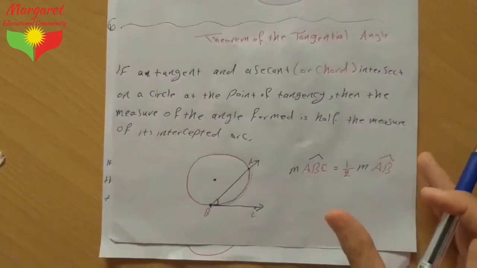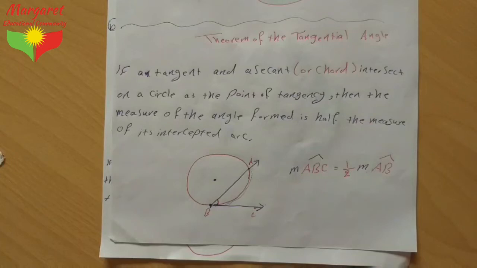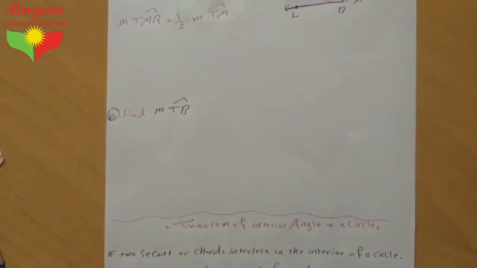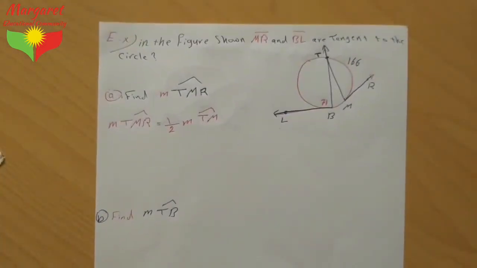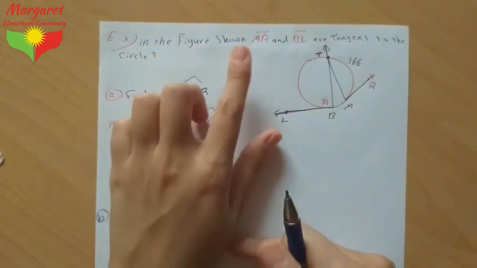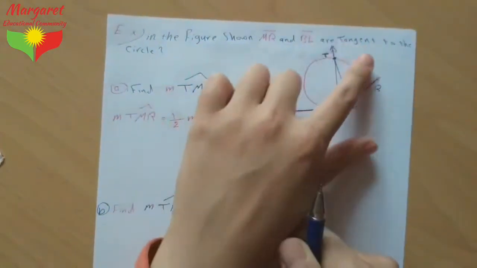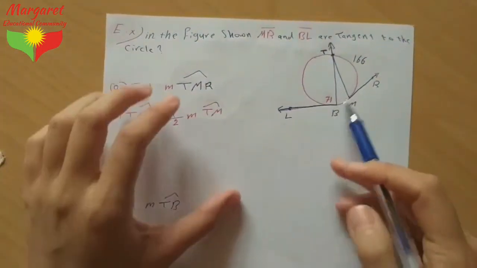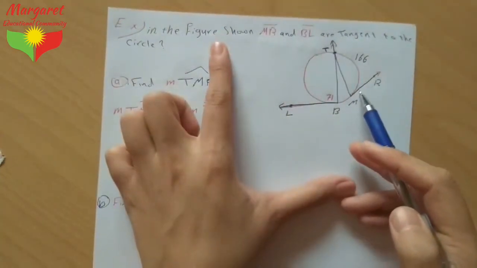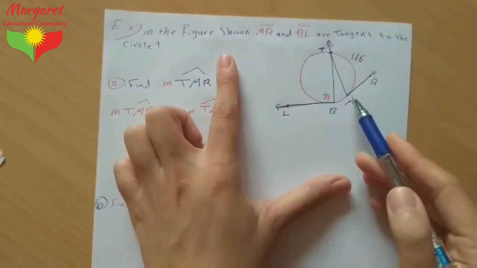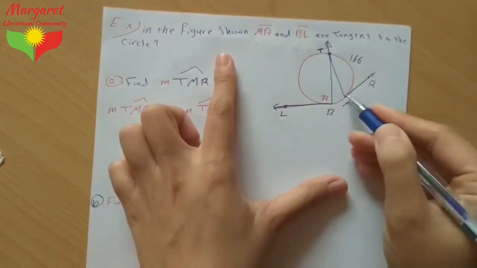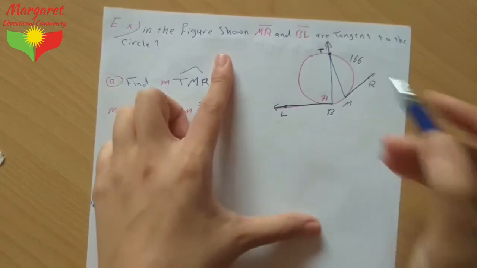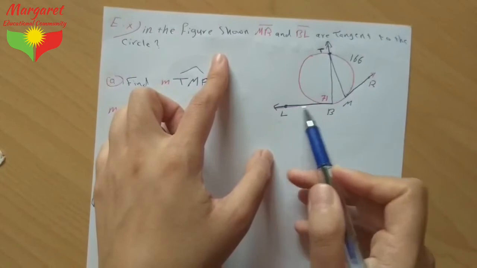We have an example. In the figure, show MR and BL are tangent to the circle. Look, we have a circle. From this example, it said the line MR is the tangent line. And BL is the tangent line.